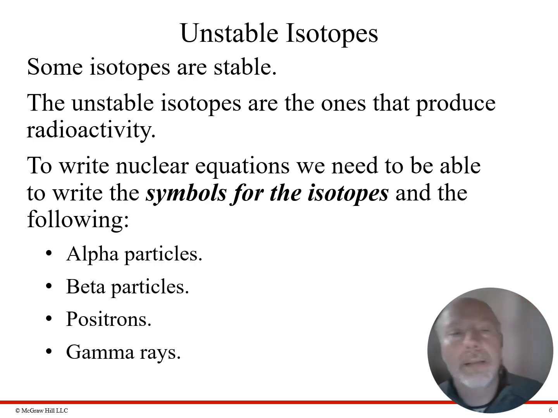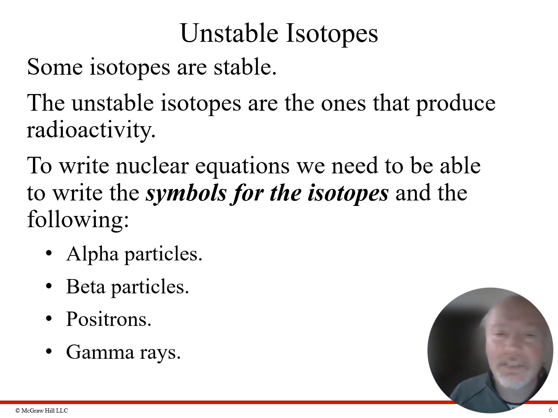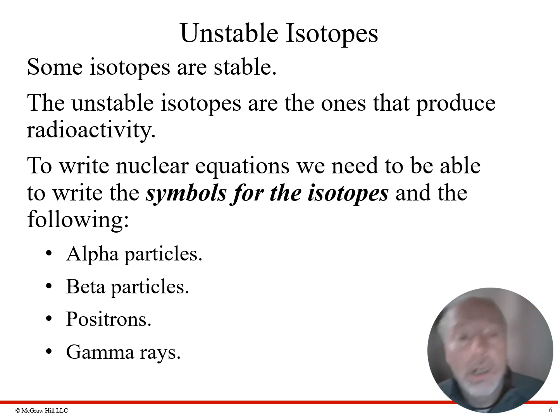Unstable isotopes. Some isotopes are stable, and therefore the radioactivity doesn't register. They're not emitting particles. They are completely stable, as with some of the potassium and sodium. We don't have to worry about those being radioactive. But we do have radioactivity, and that can be measured in a multitude of ways. It can be measured by alpha particles coming off, beta particles coming off, positrons coming off, gamma rays being emitted.